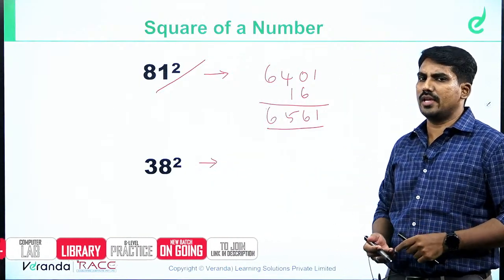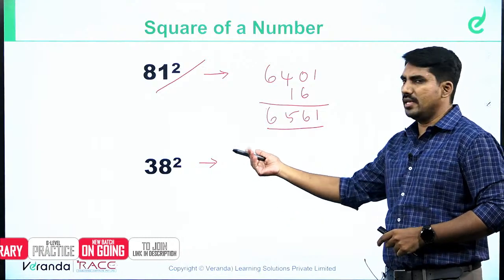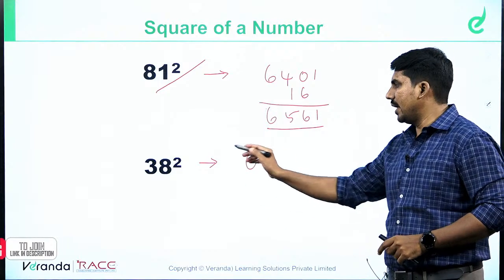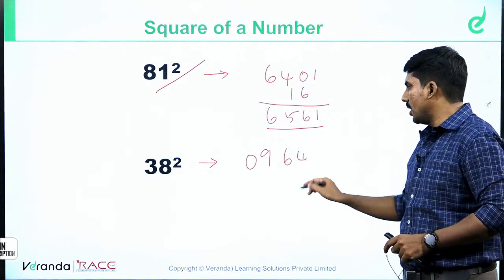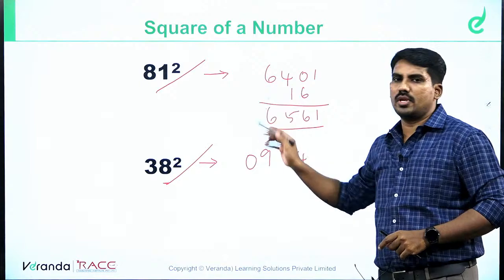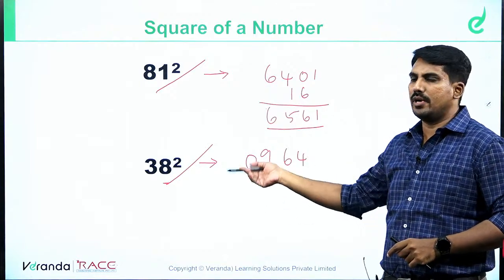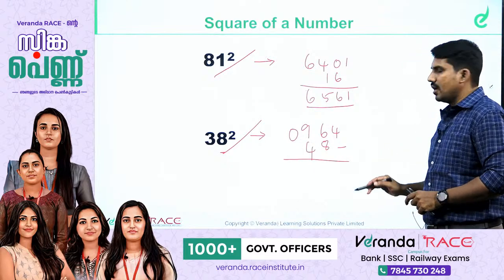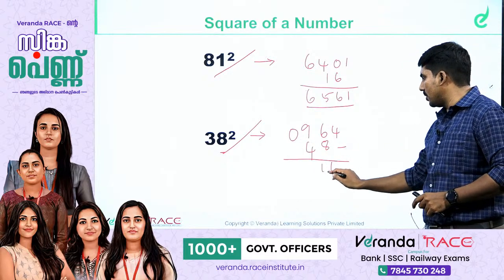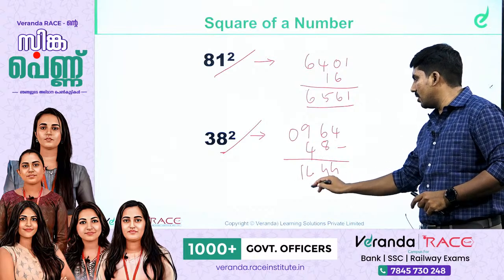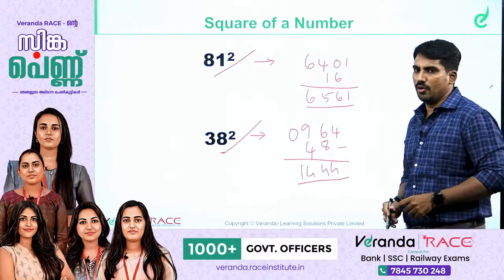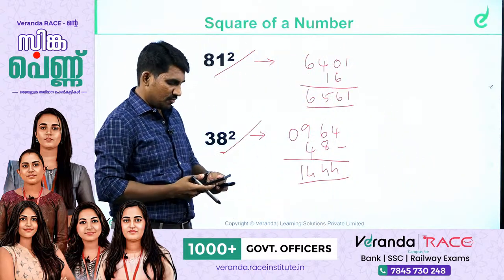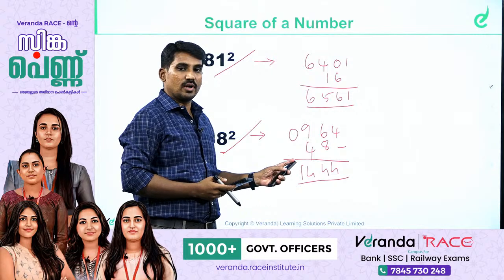Now within seconds we can solve it. How can we solve? 3 square is what? 9. But we have to write it as 09. 8 square is what? 64. Now 3 into 8 into 2 is what? 24 into 2, 48. Leave the last digit, write 48 here. Now add everything: 4, 14. Remaining 1, 10 plus 4, 14. 1,444.